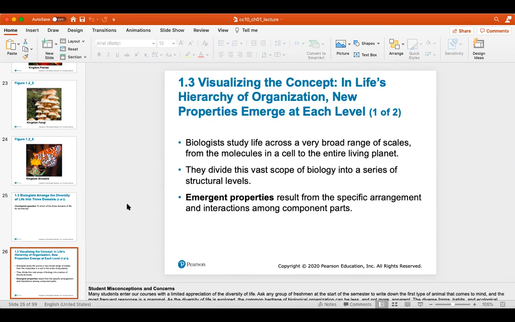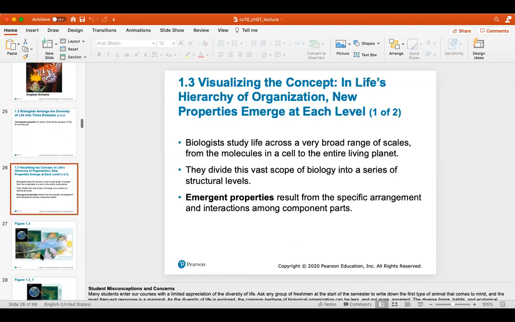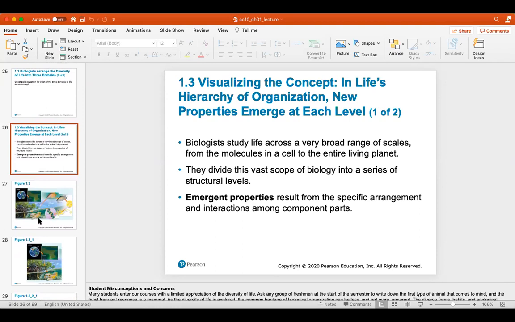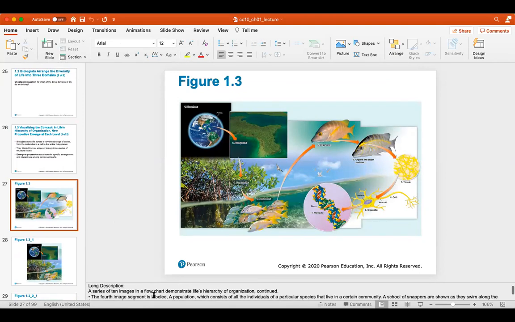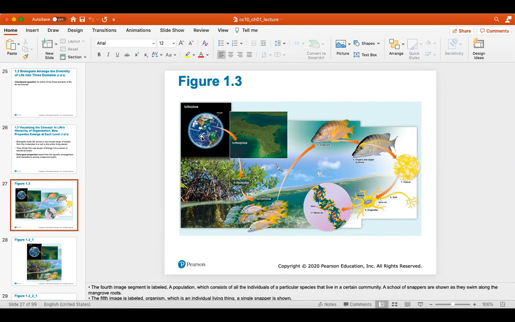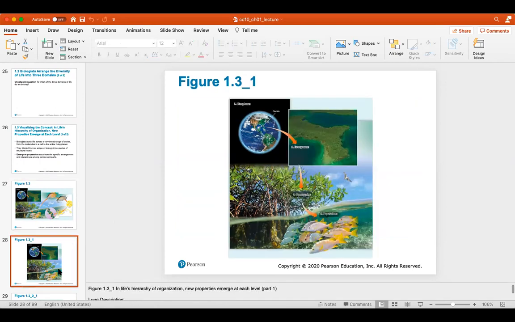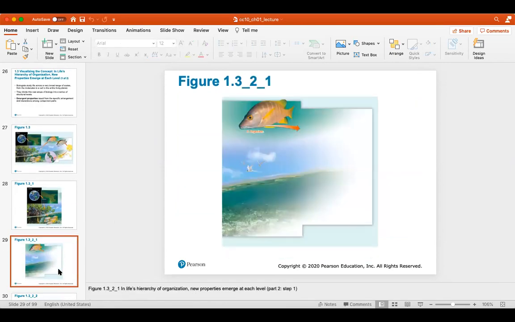Biologists study life across a very broad range of scales, from the molecules in a cell to the entire living planet, and they divide this vast scope of biology into a series of structural levels. Emergent properties result from the specific arrangement and interactions among the component parts. So here's a picture of life's hierarchy of organization. New properties will emerge at each level. All these are labeled here, which are kind of hard to see in this picture, so I want to go through one at a time.